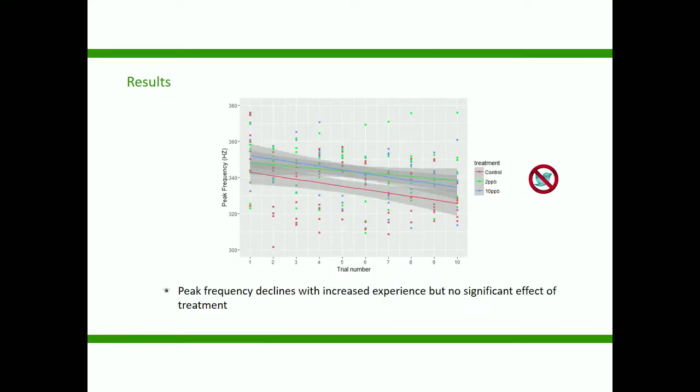This graph here is the peak frequency of the feeding buzzes for the first colony. And you can see that the frequency declines with increasing experience. The control bees in this graph are the red, rather confusingly, the red line here at the bottom. So they are buzzing at a lower frequency than the treated bees, but in initial analysis this was not coming out as significant.